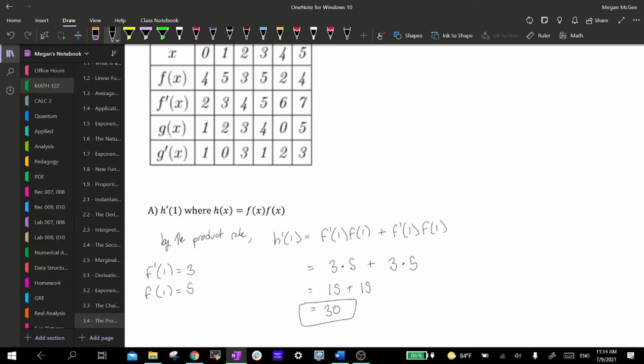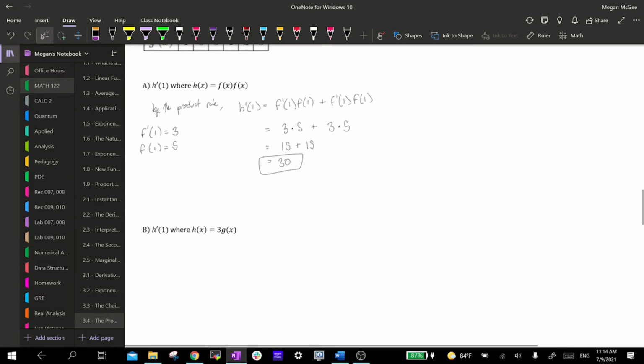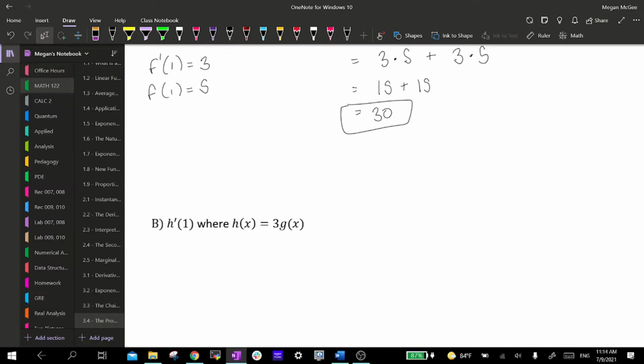Okay? We'll look at another one. So we want h prime of 1, where h of x is given by 3 times g of x. So we're going to make a little note here. Well, I'll ask you a question. Do we need to use the product rule here? See what you're thinking? We do have a product, right? We have a multiplication happening here, 3 times g of x. However, do we need the product rule?